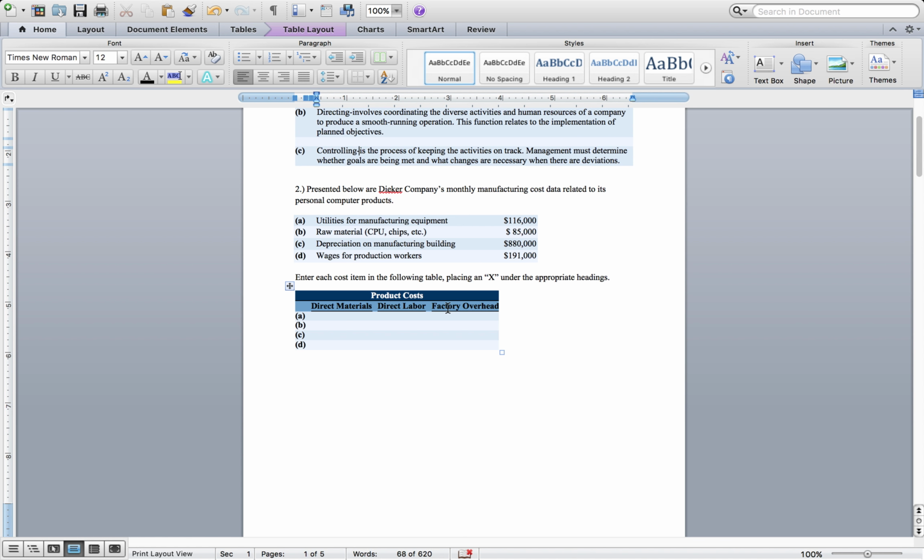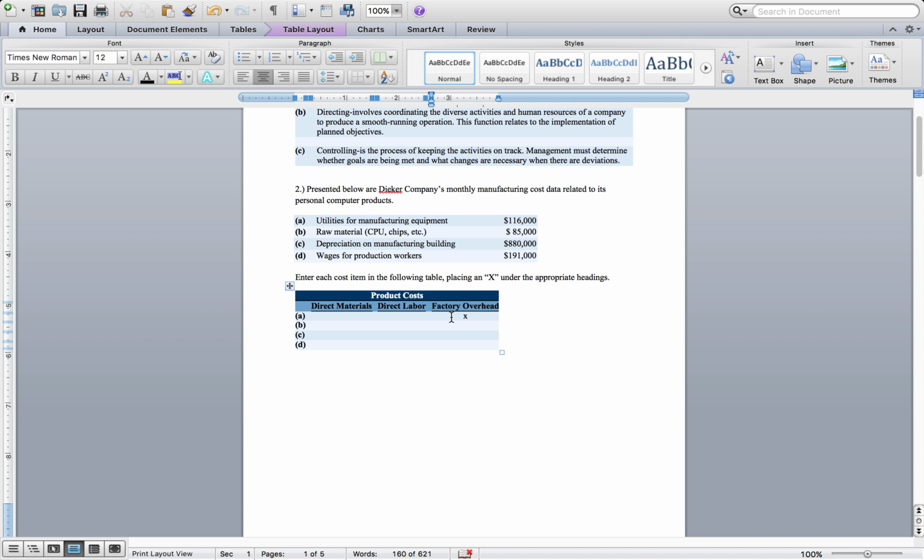Direct labor, those are people actually assembling the product. Again, you can trace their time to the actual product. Factory overhead, that's everything else you need to make the product that cannot be directly traced. The first one says utilities for manufacturing equipment. Well, that's going to fall under factory overhead because you can't really trace exactly how much it costs.